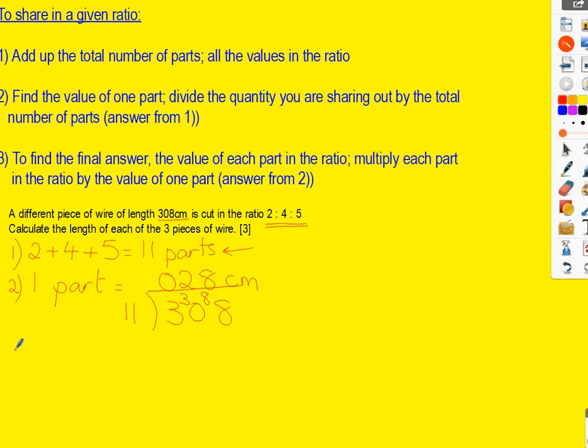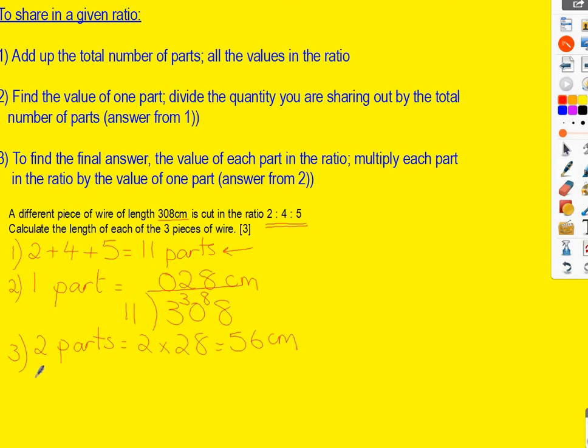Part 3 then. We need to find the answer to the question, so we need to find the value of each of the parts of the ratio. To do that, we take each of the numbers individually in the ratio and multiply by the answer for part 2, which is 1 part. The first value in my ratio is 2, so to work out what 2 parts is going to be, that's 2 times 28, which gives me 56 centimetres.